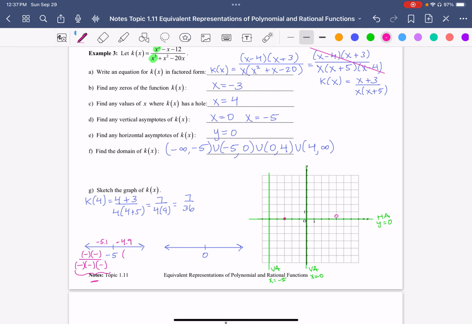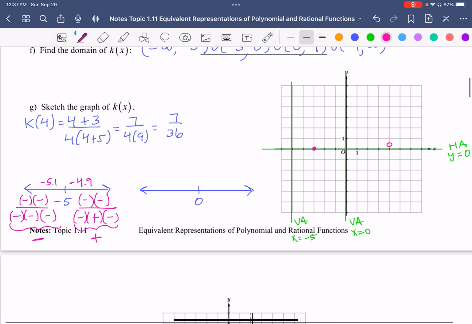Negative 4.9 minus 4 is negative. Negative 4.9 plus 3 is negative. By itself, negative 4.9 is negative. Negative 4.9 plus 5 is positive, and negative 4.9 minus 4 is negative. Because I have 4 negatives, that's going to be positive, okay?